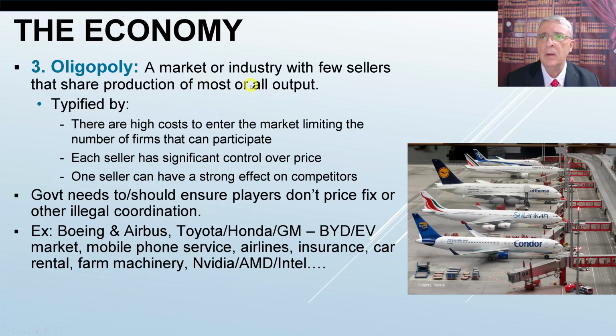Oligopoly is a market or industry with few sellers that share production of most or all output. So typically there are high costs to enter the market, limiting the number of firms that can participate. Each seller has significant control over price, and one seller can have a strong effect on competitors. So the government needs to ensure in these types of markets that the players don't do price fixing or other illegal coordination. Some examples are Boeing and Airbus, Toyota, Honda, GM, BYD in the EV market, mobile phone service, airlines, insurance, car rental, farm machinery, NVIDIA, AMD, Intel, and others similar.